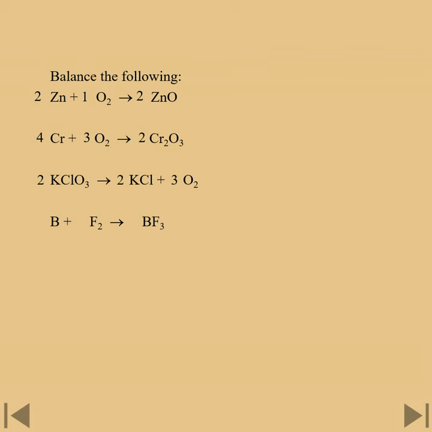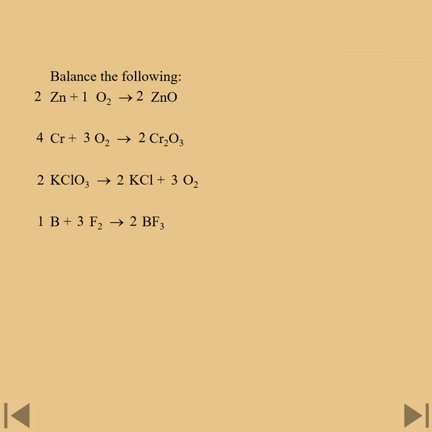Okay, any elements we should leave for last? Either the boron or the fluorine in their elemental state. I'm going to start with boron. 1 on the left, 1 on the right. Least common multiple is 1. Then fluorine, 2 on the left, 3 on the right. Least common multiple is 6.